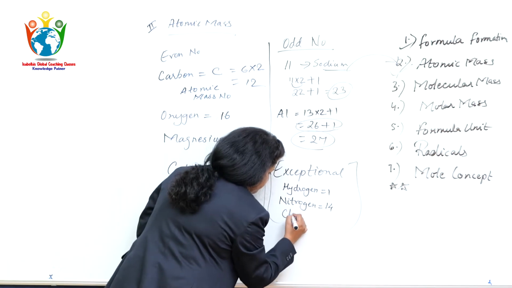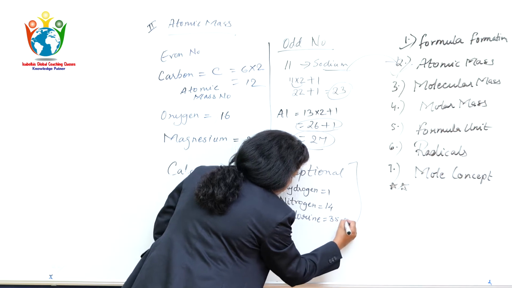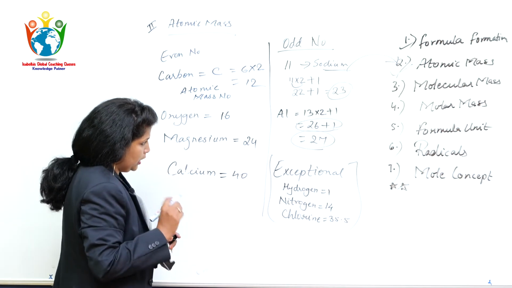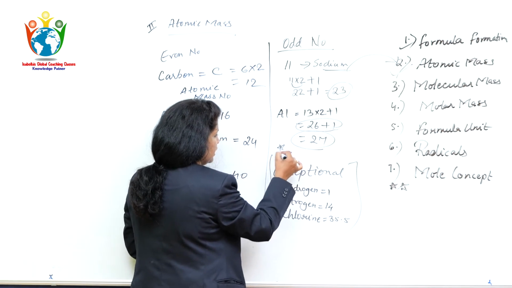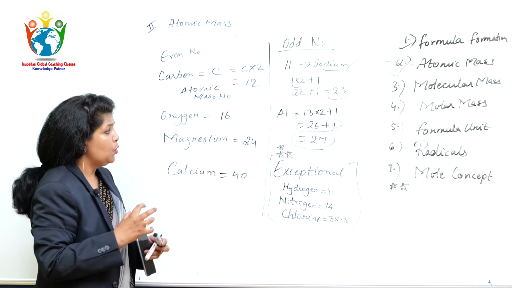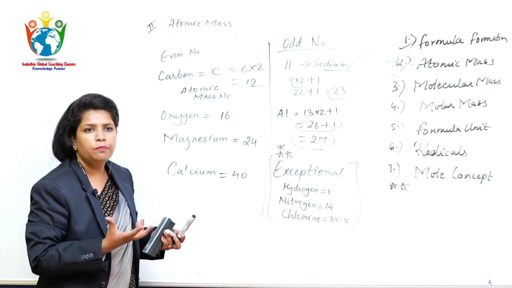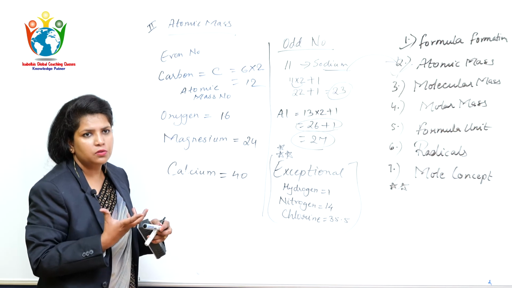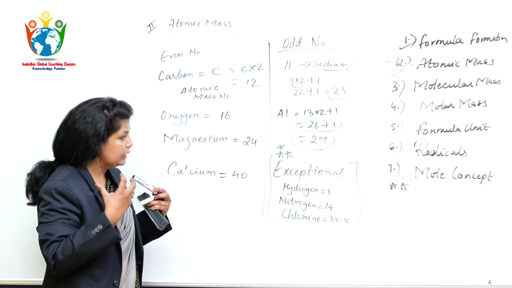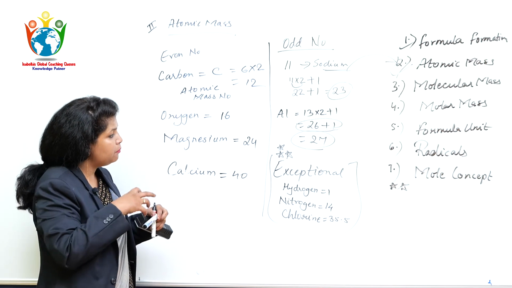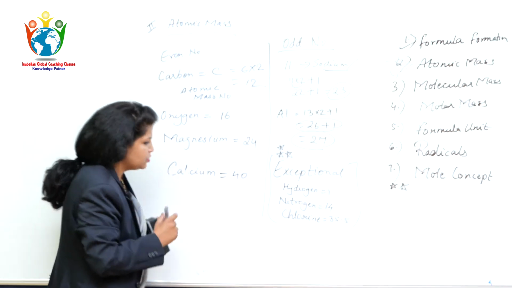For chlorine, 35.5. Now you can make a star over here. Whenever I say star, it means these are the key points where we often make mistakes. It is a human tendency to make errors, so try to avoid your errors and remember that ma'am made these stars just to remind you that these are exceptionals.